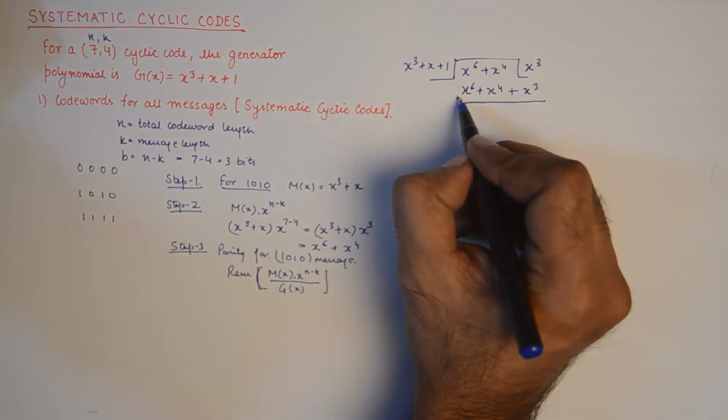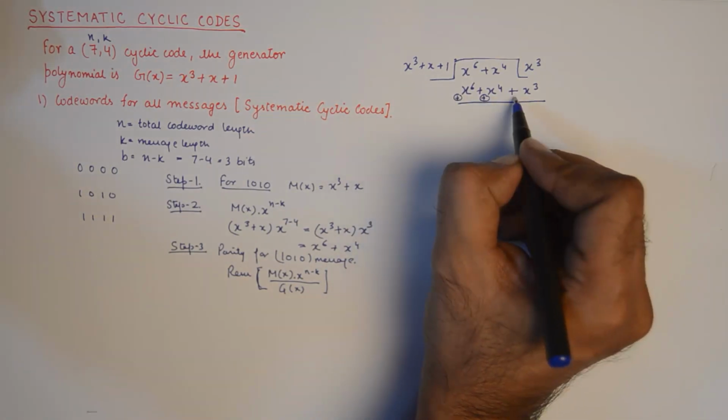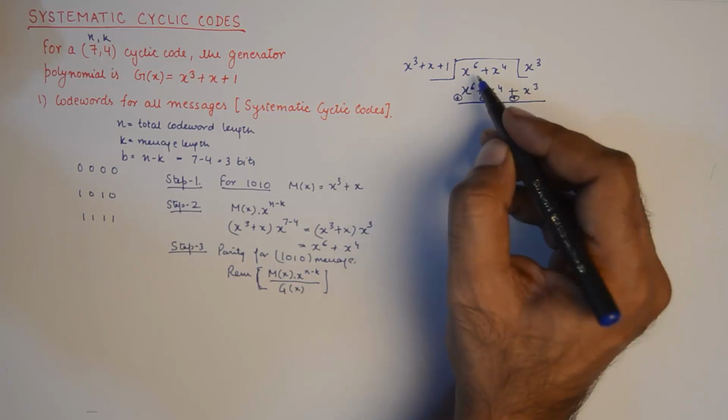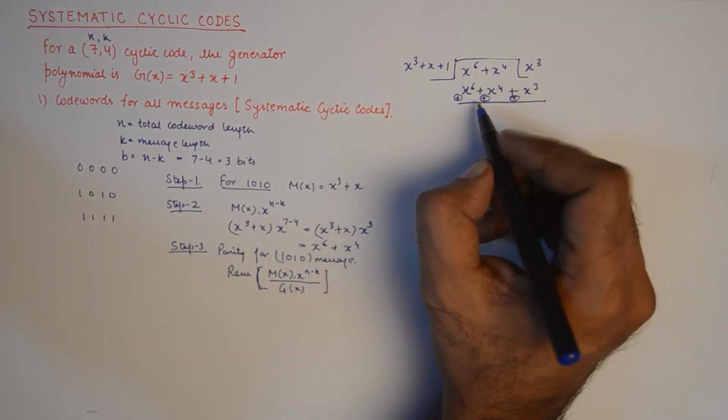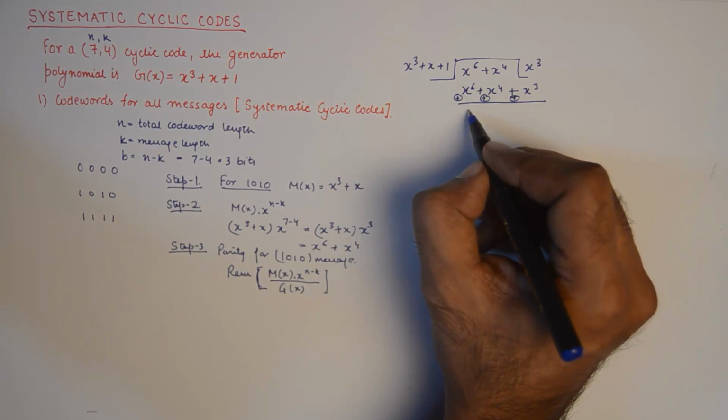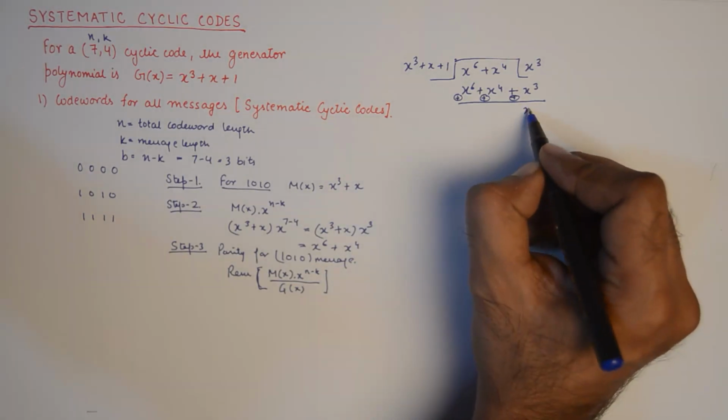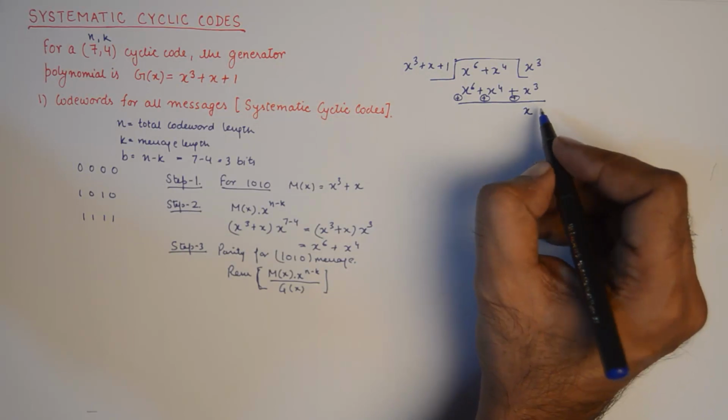So over here we do XOR. So the similar terms will get cancelled out. We get 0 here, and we are left with x cube.